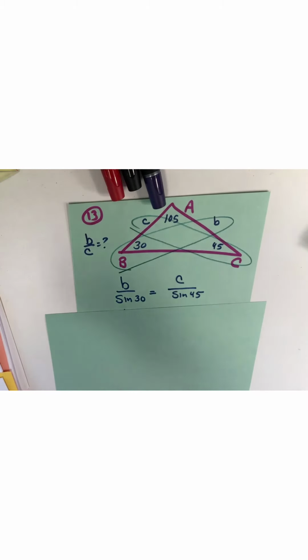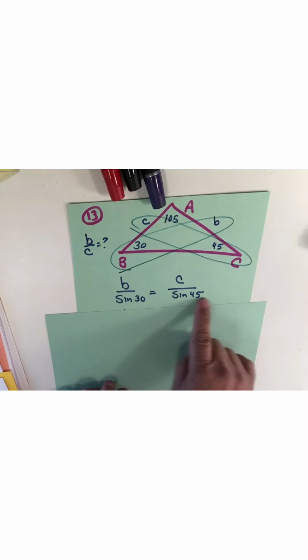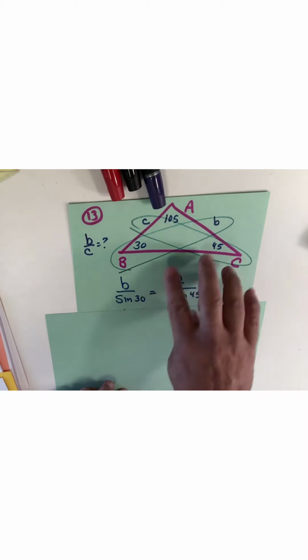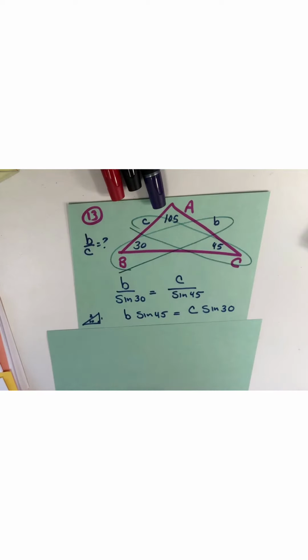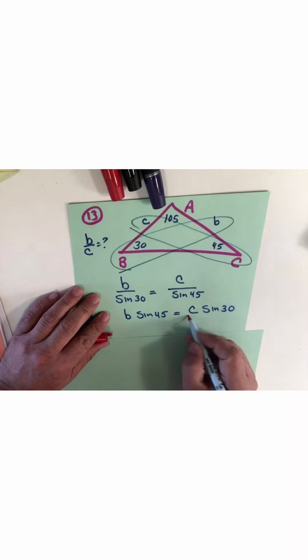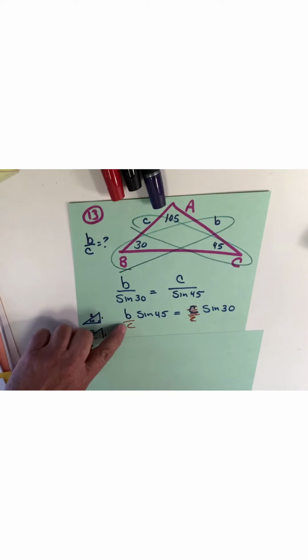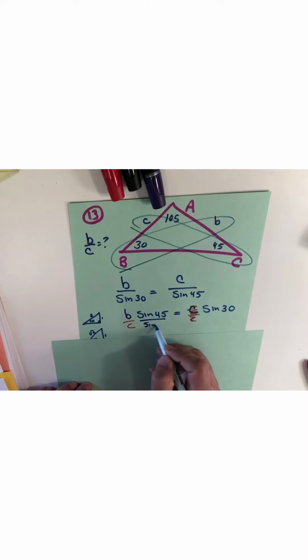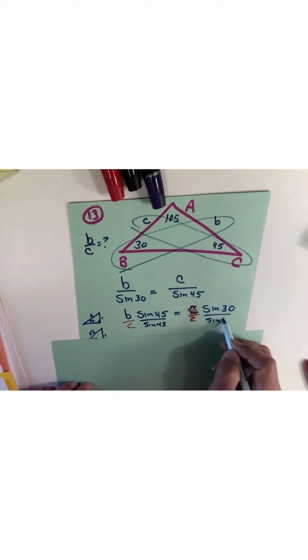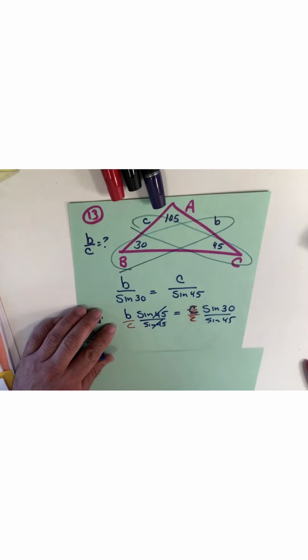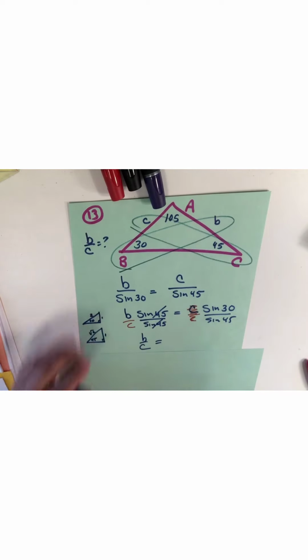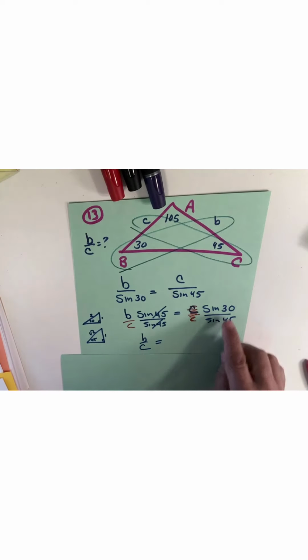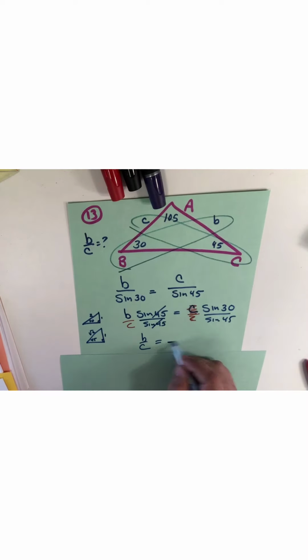So now, once again, I'm going to cross multiply. When you do that, you get B sine 45 is equal to C sine of 30. But they wanted the ratio of B over C, so let me divide by C and cancel that away. So I end up with B over C. But then again, there is the sine of 45 in my way, so let me divide by the sine of 45 and cancel that. So now B over C, which is the ratio they wanted, is the sine of 30 over the sine of 45. Well, let's go find those values.